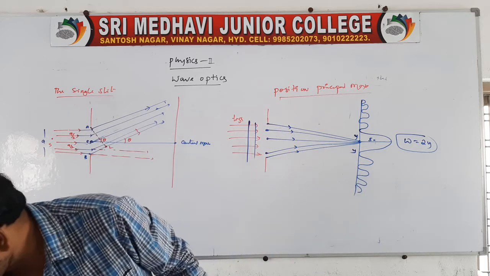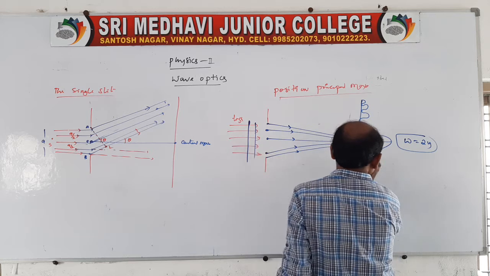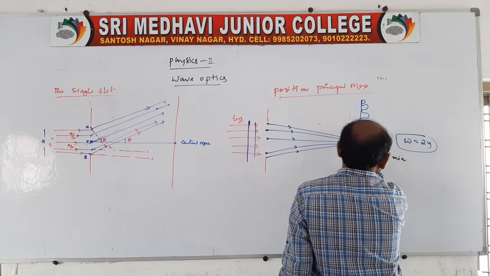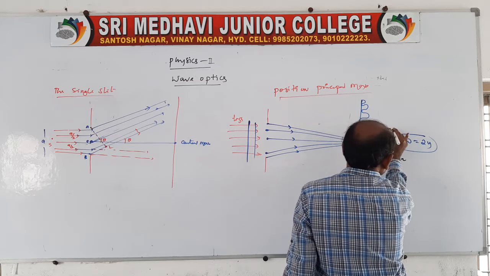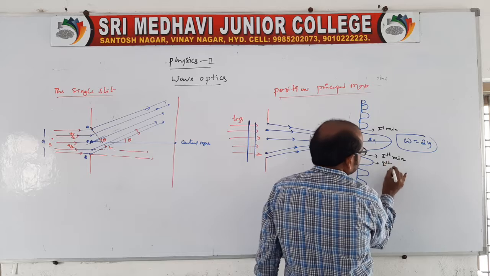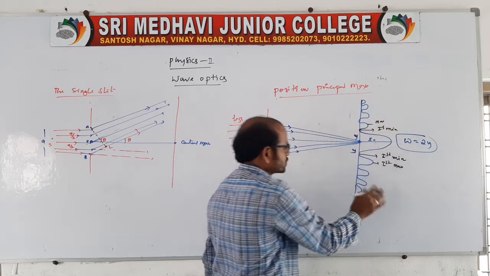You can write it like this also, no problem. This is the first order minima, and this is also the first order minima. After the maxima we will get the first order minima. This is the first order maxima, and this is also a first order maxima. Like this it goes on.